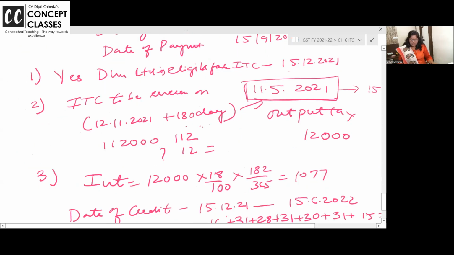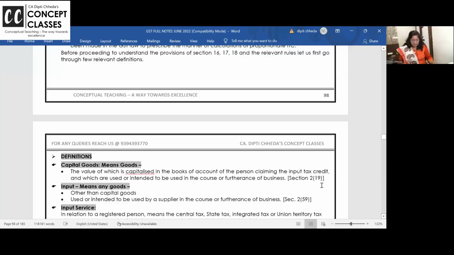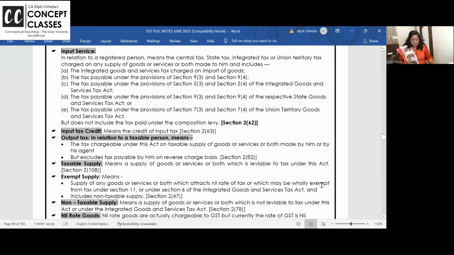So with this, we have solved the last problem also. Now your doubts are related to definitions only. So I will clear it now. ये देखो, आपका जो doubt है ना, मैं clear करती हूँ.